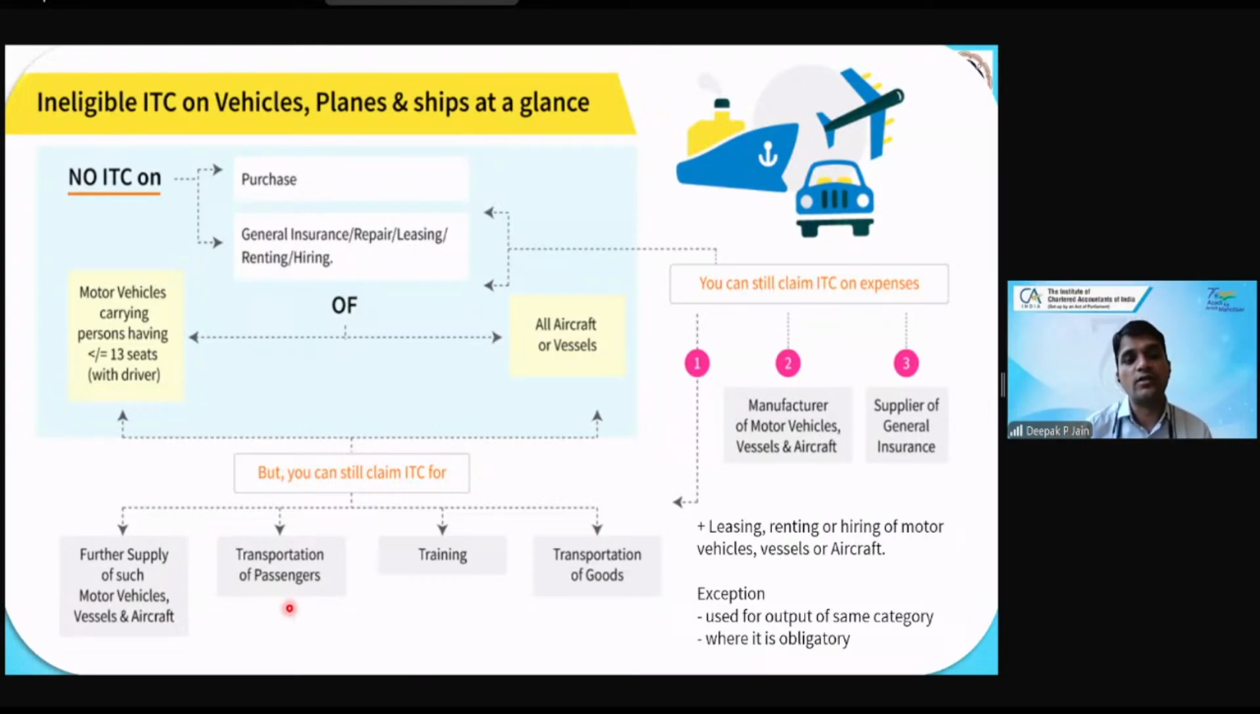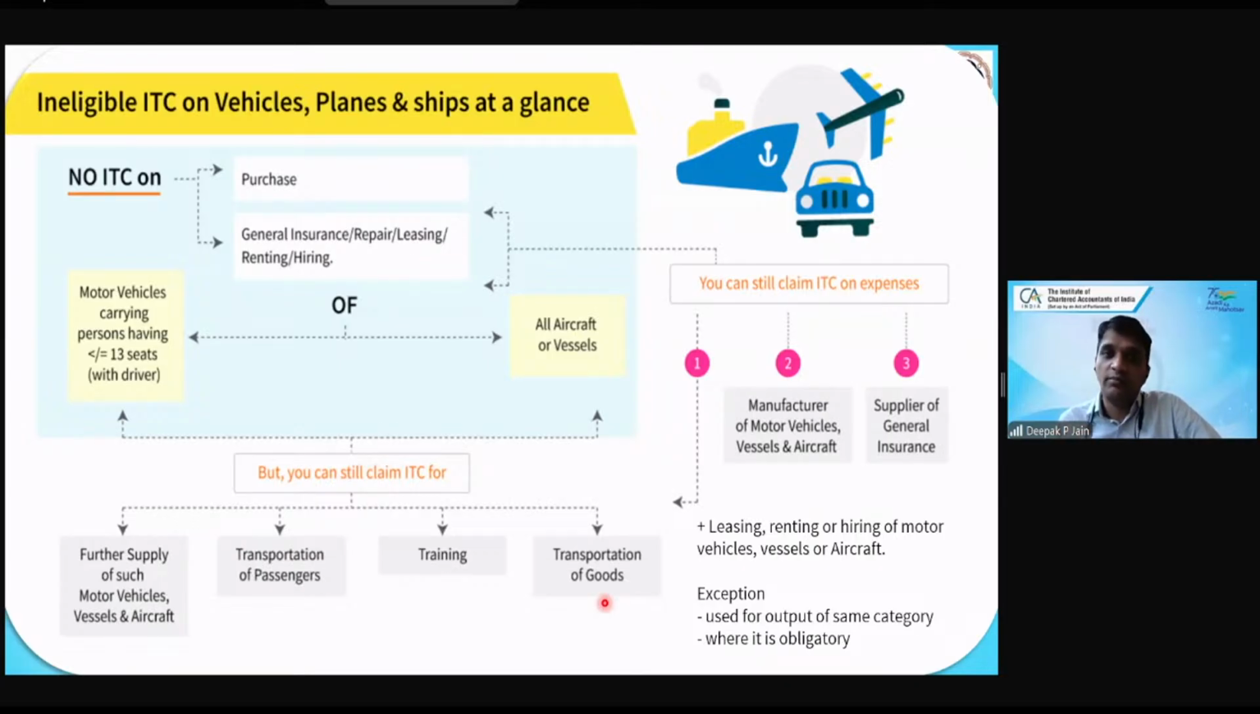Or you're into the transportation of passengers. Jet Airways buys an aircraft and it is into the business of transportation of passengers, he will get the credit. Or he is into transportation of goods. A DTDC courier company buys a vehicle for shipment of goods, he will get the credit.